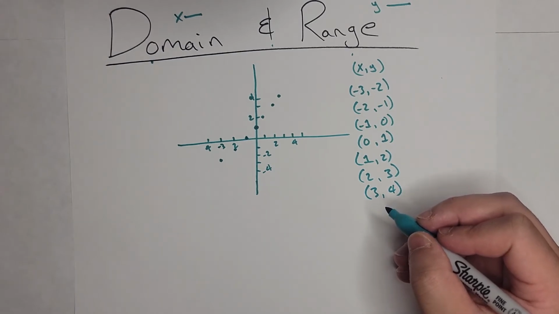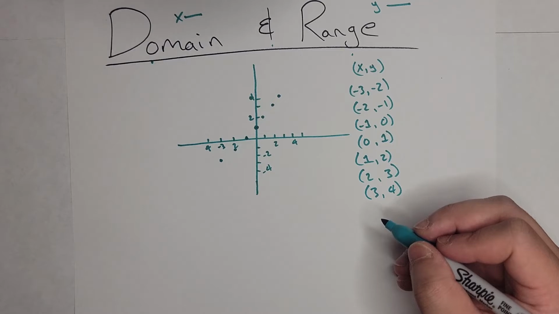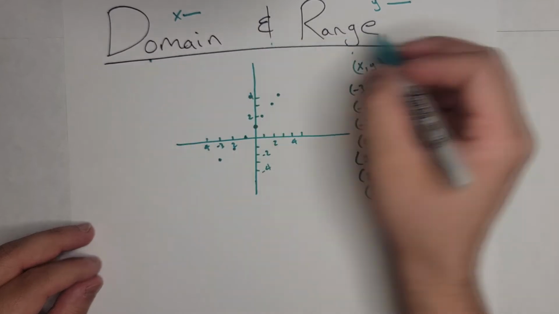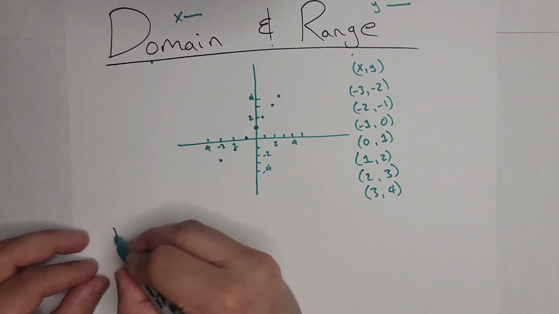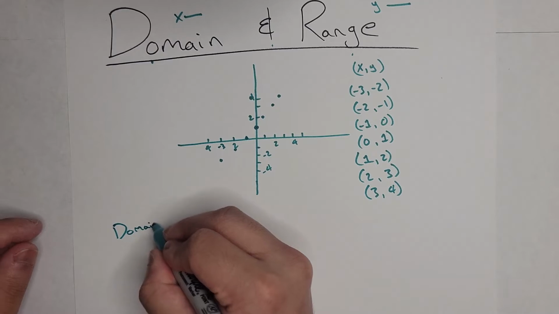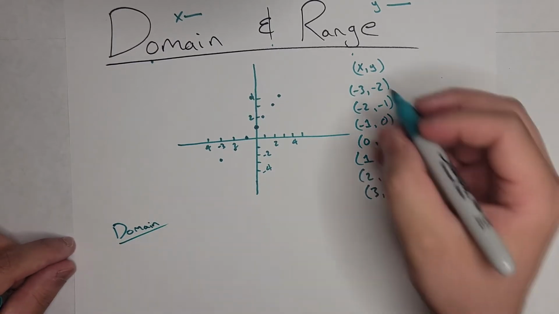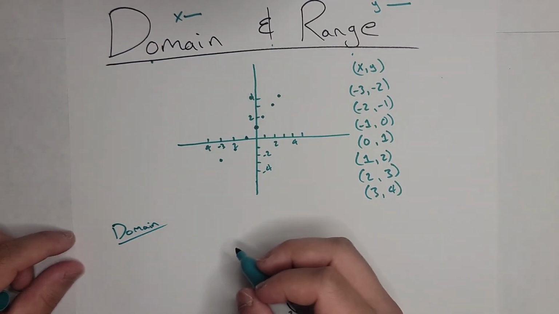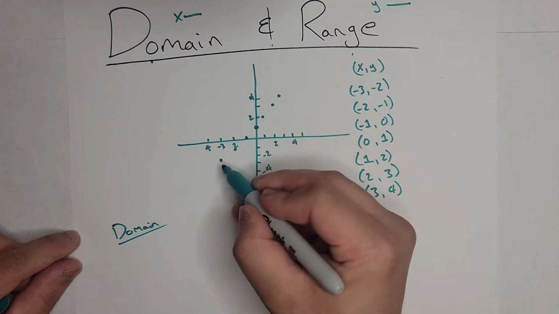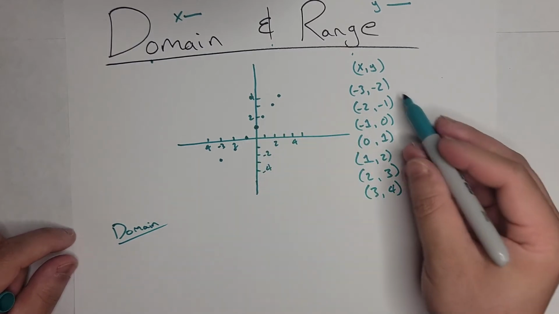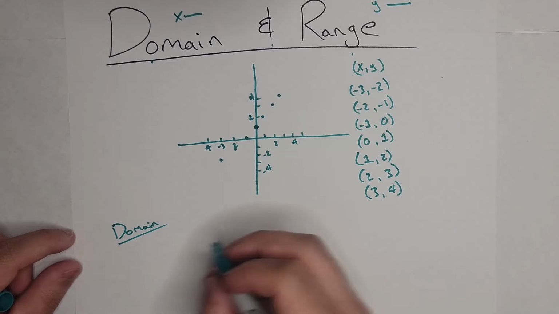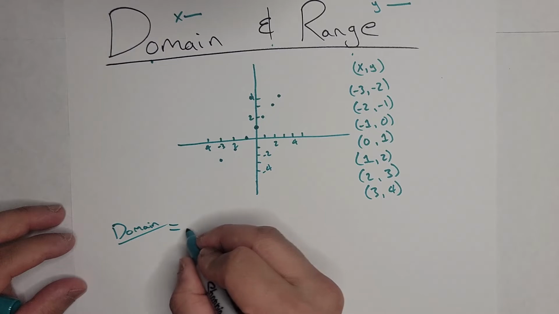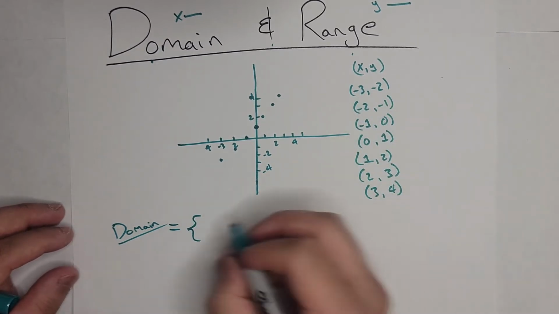So now we're going to basically write the rules for domain and range. Let's start with domain. The domain for this is basically what are our x values allowed to be in this particular set. This is a limited set, so we only have these 7 points. So we can write our domain is equal to literally these points.